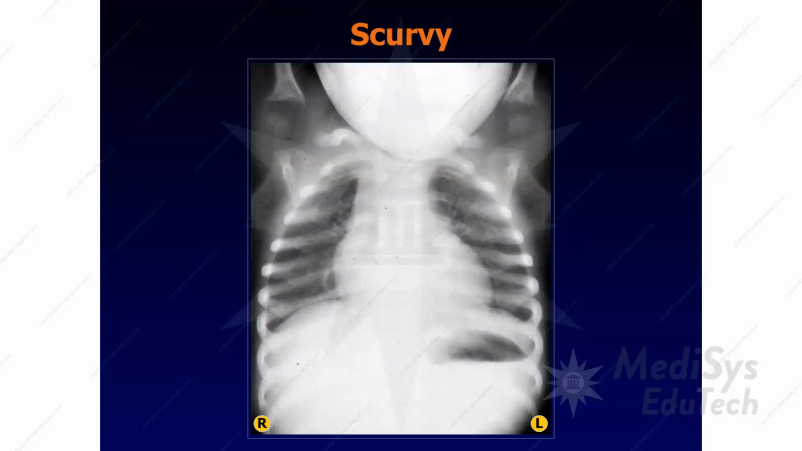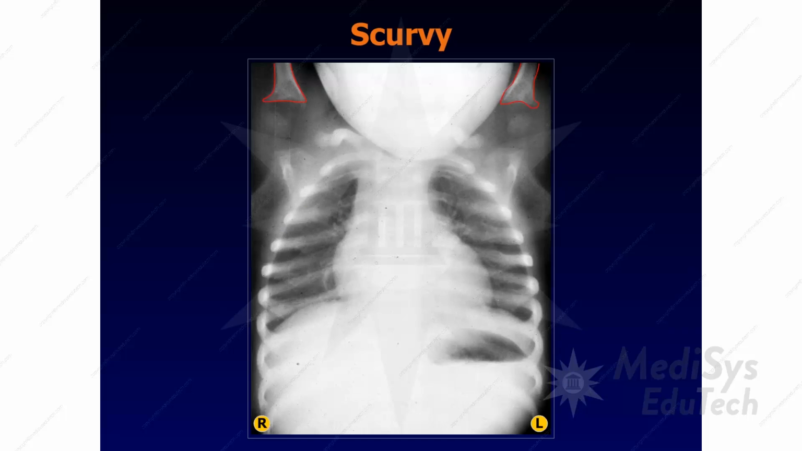Here again, another case of scurvy. It's not rickets. Often people mistake scurvy, and differentiation between scurvy and rickets is rather difficult, but it's not that difficult because in scurvy it is osteoporosis, whereas in rickets it's osteomalacia, softening of the bones. Here they are brittle bones.